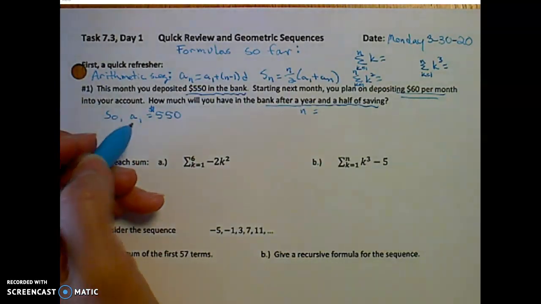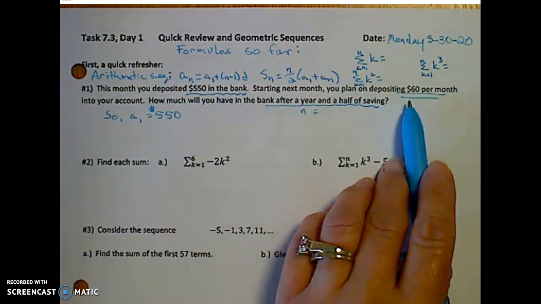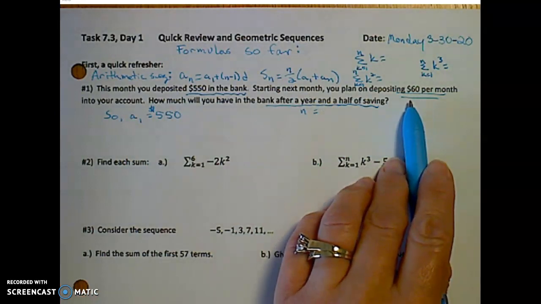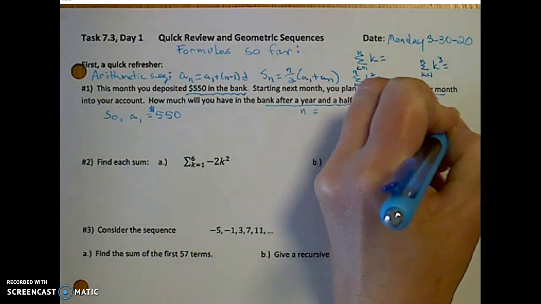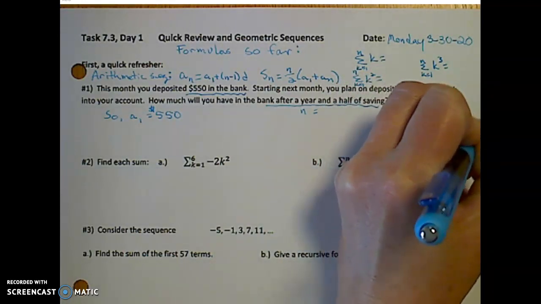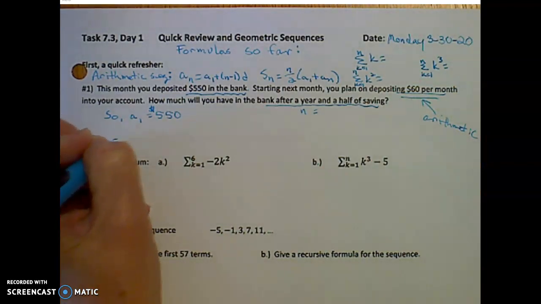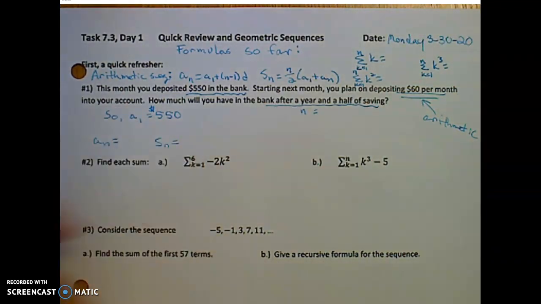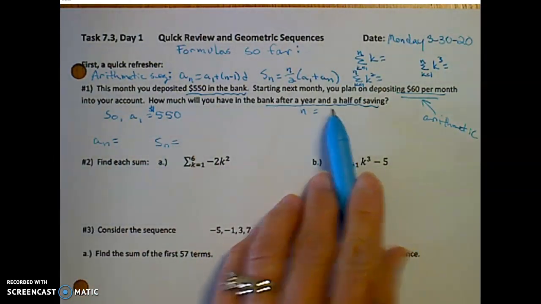Okay, if you read carefully, we start A sub 1 is $550. Next month we plan on depositing $60 per month into your account. Please notice then that this is an arithmetic sequence, since we're adding $60 each month. So the question is, do we need A sub n or do we need S sub n to figure out how much we'll have in the bank after a year and a half of savings?